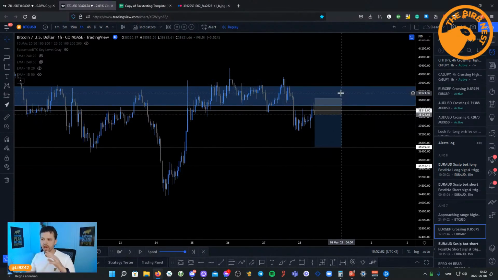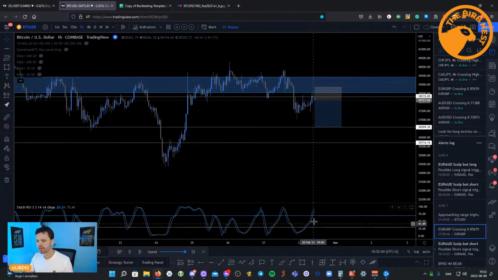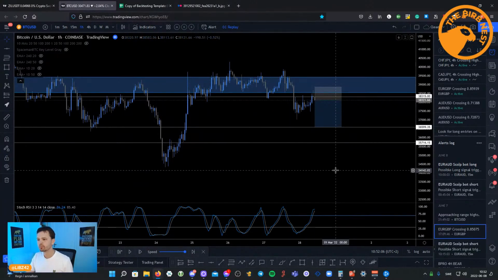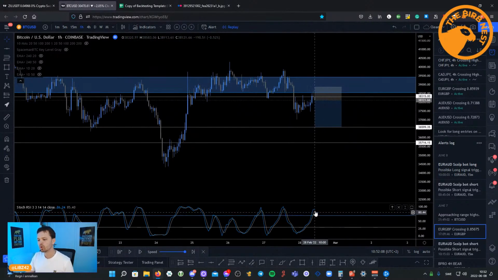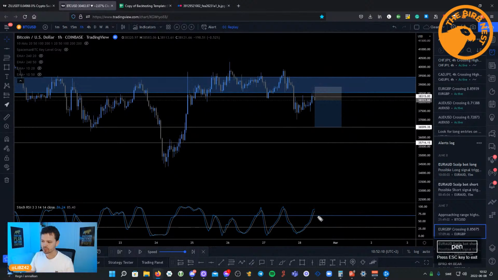And then, of course, if you add back the stochastics RSI, this would add some extra confidence, right? Because the idea here would be to only short when the stochastics RSI is above 70, and only go long when stochastics is below 30, right?